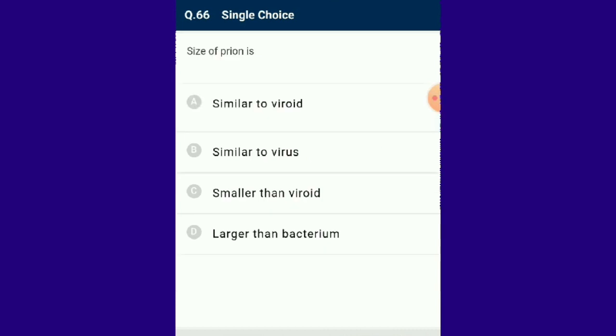Question number 66. Size of prion is. The prion size is same as virus. So the answer for this question is option B, similar to virus.